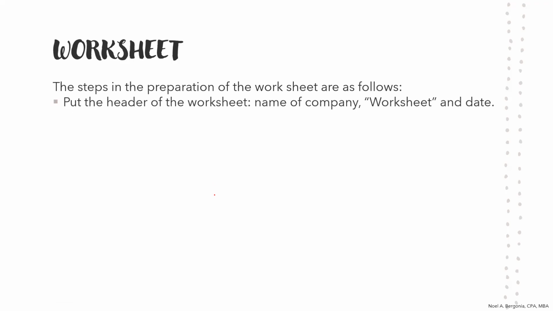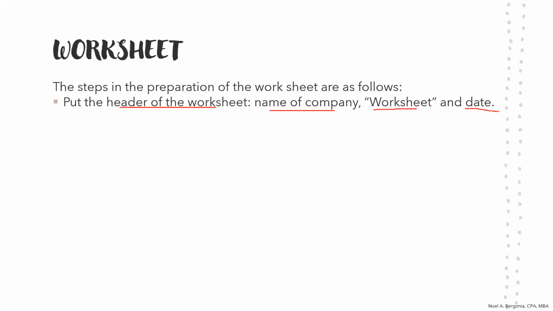Do not forget, just like what we did in the trial balance preparation, we need to put a header in our worksheet. The header is again an identifier that this particular worksheet is for this company at a certain period of time. So we need to put the name of the company, again the spelling, please take note of that, class, and then the name worksheet, as well as the date.